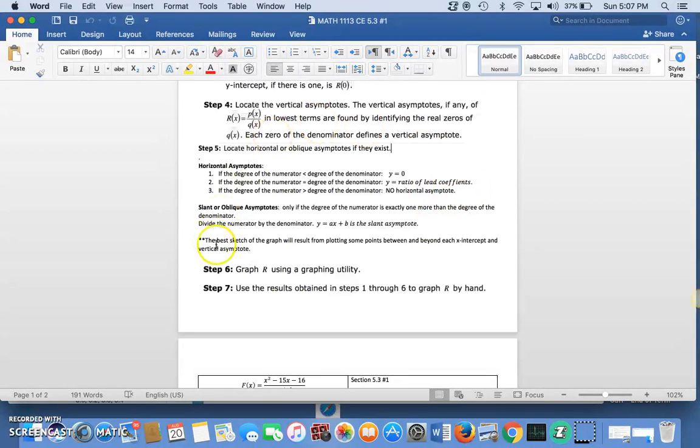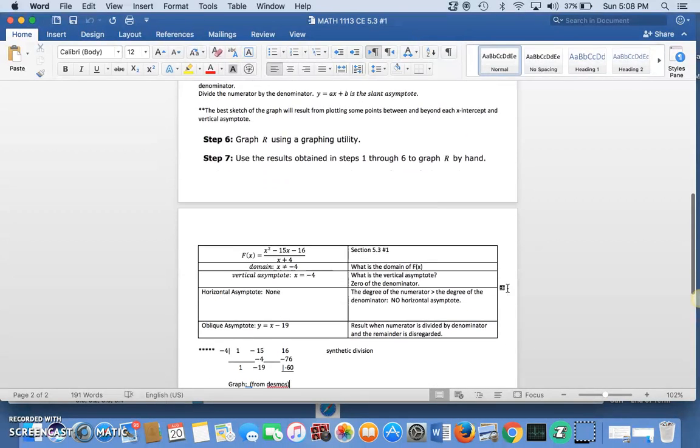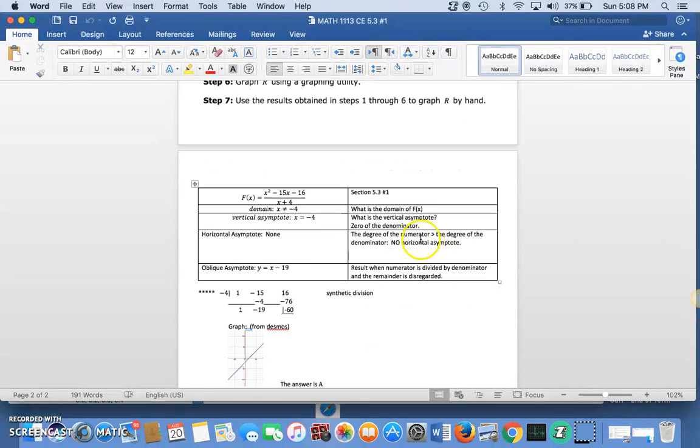There's no horizontal asymptote. And the slant asymptote only occurs if the difference in the powers from numerator to denominator is 1. The denominator is 1 less, or the numerator is 1 more. You can use a graphing utility, a graphing calculator, to help you sketch it if you're trying to sketch by hand. Okay, problem 5.3, number 1.